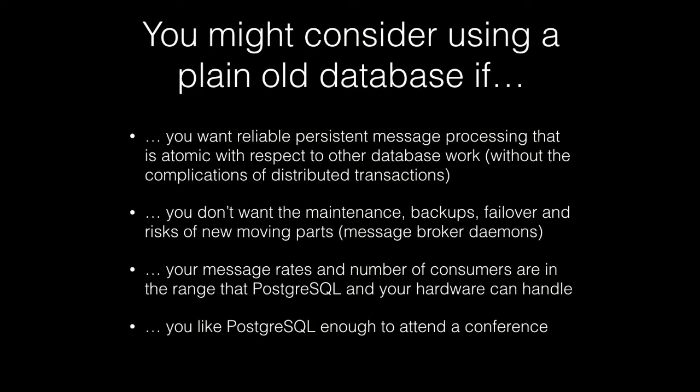So some of the characteristics that I think make it worth considering using your existing relational database for queuing things, the key one is this top item here, that you want to do some kind of reliable, persistent message processing, which is atomic with respect to other database work that you're doing. Now, you can achieve transactional semantics with external messaging systems as well, but then you have to bring XA systems or two-phase commit and other complications into your life. But for many simple tasks, it's reasonable to put things into existing transactions in your existing relational database.